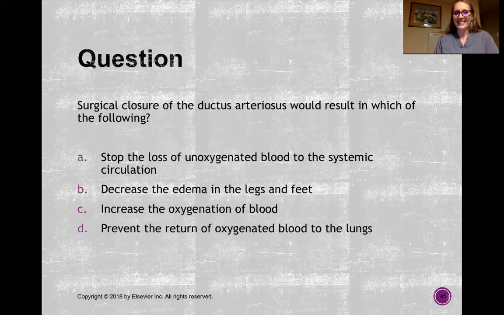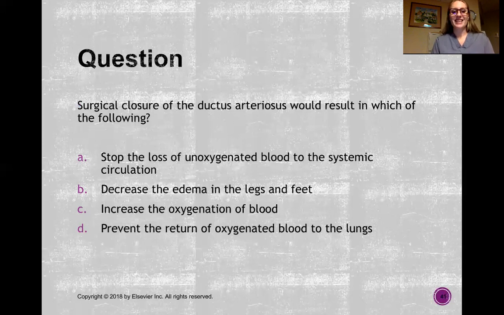And we're to the end. So when you're looking back at that fetal circulation, we're going to figure out here. Surgical closure of the ductus arteriosus would result in which of the following? Would it stop the loss of unoxygenated blood to the systemic circulation? Well, we don't want oxygenated blood in systemic circulation, so I hope not.